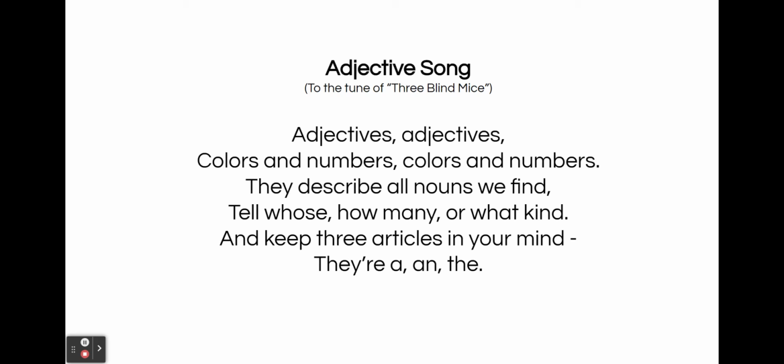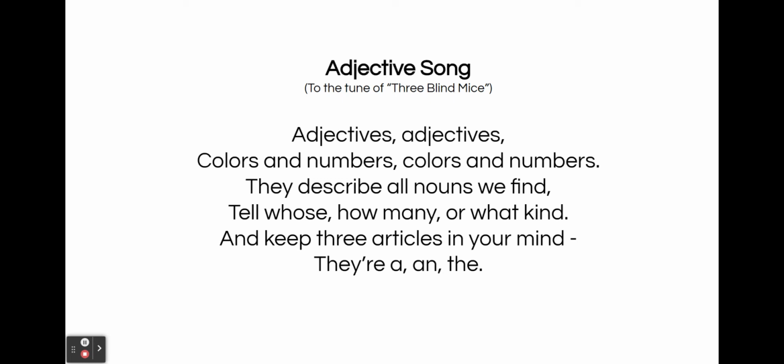so we are really ready for a few adjective questions. Here we go. 1, 2, 3. Adjectives, adjectives, colors and numbers, colors and numbers. They describe all nouns we find, tell whose, how many, or what kind, and keep three articles in your mind. They're a, an, and the.